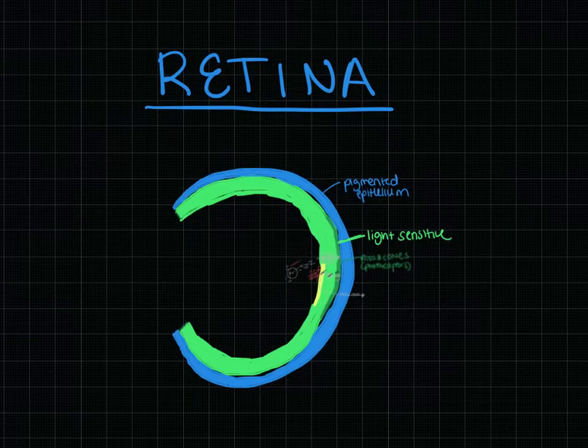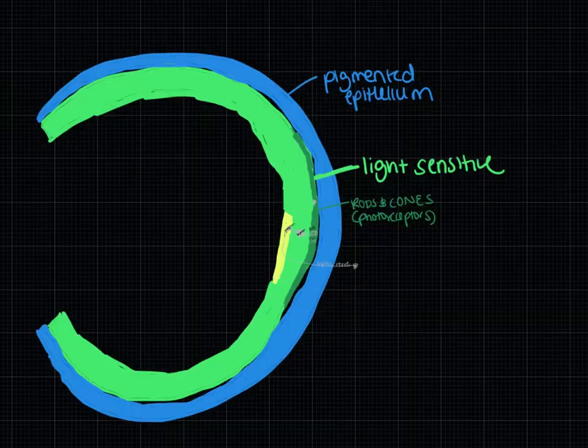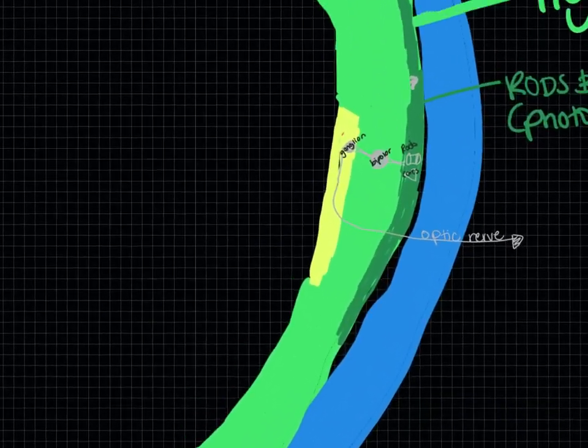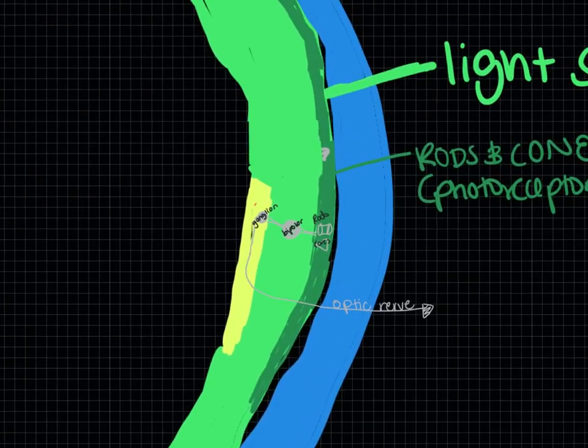So we already said how this green layer here is going to be the inner layer that's showing us the light-sensitive layer with the rods and the cones, and then this blue outer layer is the pigmented epithelium. So when we're talking about this light-sensitive layer in green, we are talking about the layer that the rods and the cones, or the photoreceptors, are located in. And they are actually located in the deepest layer of this light-sensitive retina. So the light has to travel through about 10 layers of cells before it can reach the rods and cones.